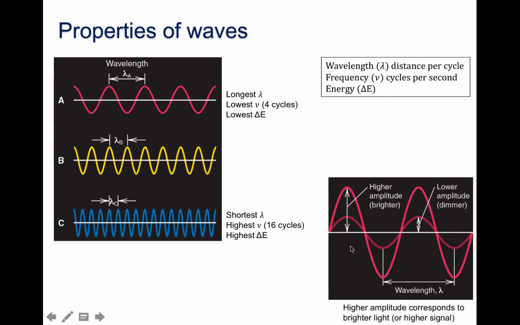And then this is the extent to which we'll talk about amplitude. The amplitude of a wave is the height of the wave, measured from this central line here. The higher the amplitude is, the brighter the light is going to be, or the more intense the signal is going to be. The shorter the wave is from this middle line, the lower the amplitude and the dimmer the light, or the lower the signal will be.